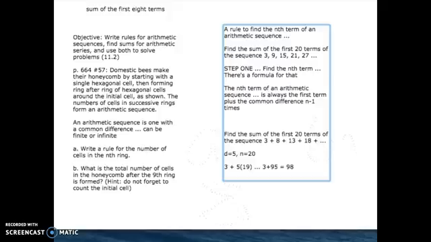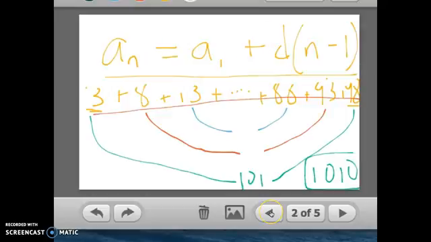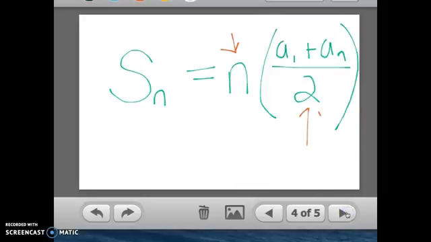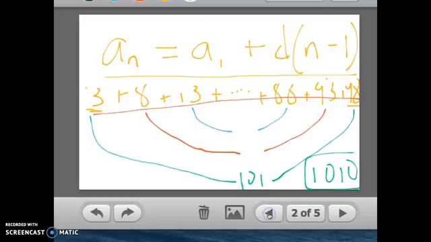If I apply it to this problem up here, the first 20 terms of this sequence, 3, 9, 15, 21, 27, I'll do that one real quick. Again, I need to know the last term. Same problem, but now I've got 6 instead of 5 as my common difference. So instead of 3 plus 5 times 19, I'll have 3 plus 6 times 19, which is 3 plus 114 equals 117. So my last term, a sub n, is 117.